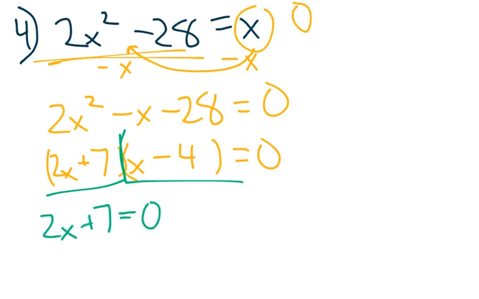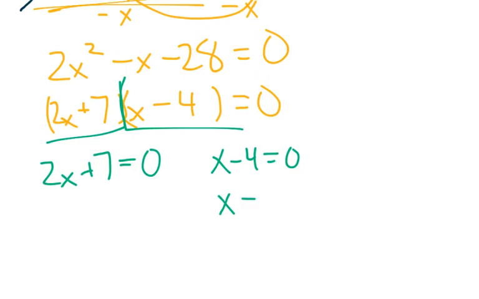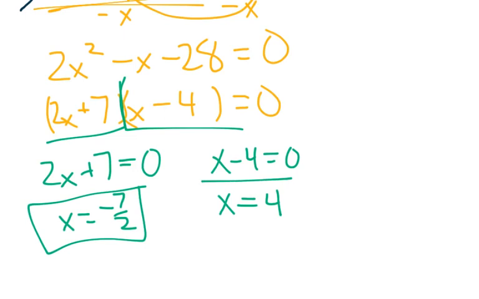2x plus 7 equals 0. X minus 4 equals 0. So here, the one on the right will be fairly straightforward. X equals 4. The one on the left, x is going to equal negative 7 over 2. Subtract 7, divide by 2. Those are our two solutions.